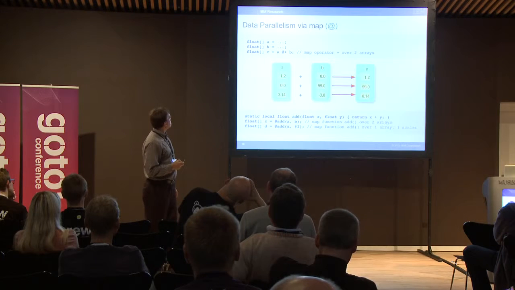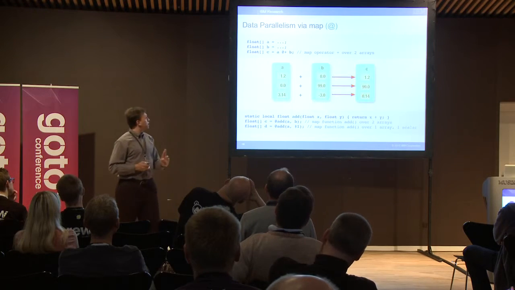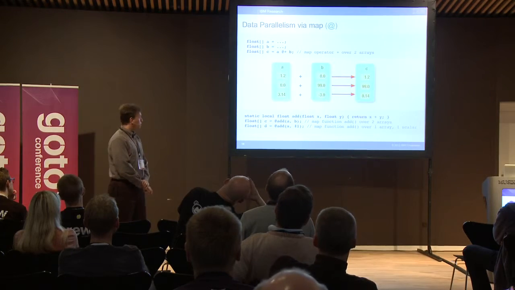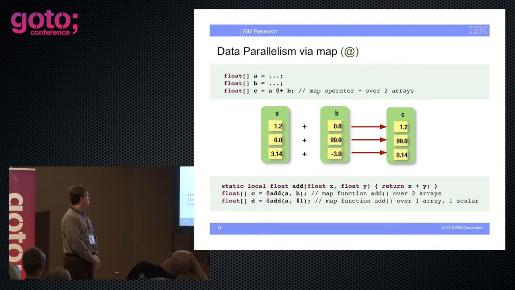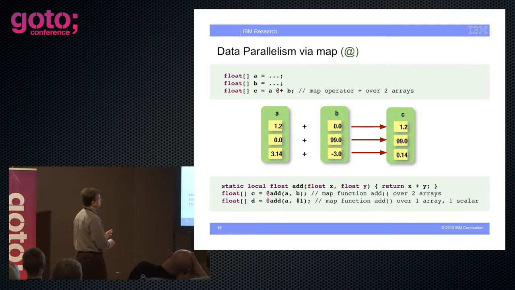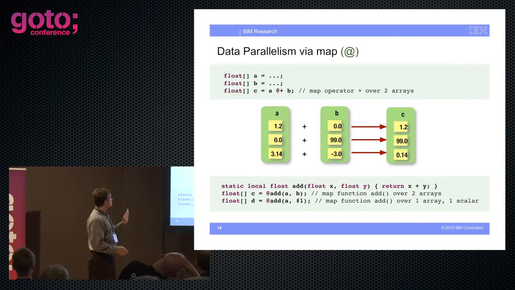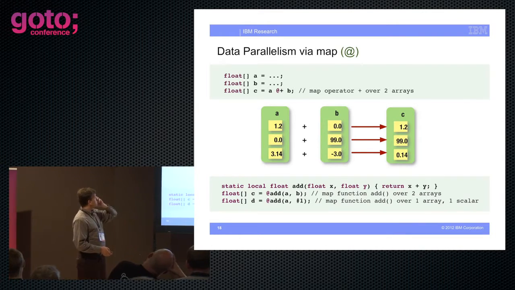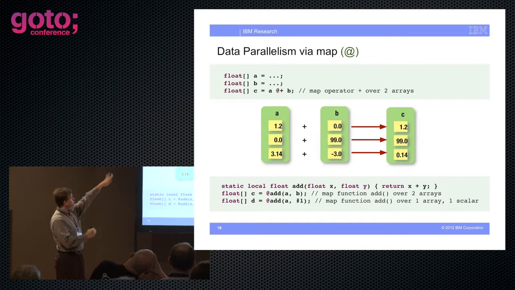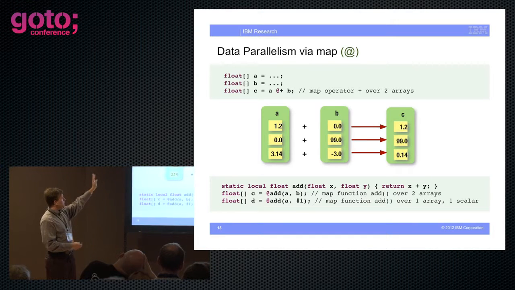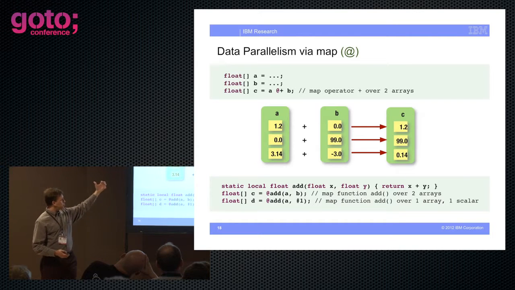So I mentioned the map operator. This is a way of describing data parallel operations. The syntax is really pretty simple, but it allows us to express a bunch of patterns of data parallel operations. So we can map an operator. When we say that C equals A @+ B, this is mapping the plus operator over each of the arrays A and B. And this does what you expect, as illustrated here: we'll do an element-wise addition of the arrays A and B, producing an array C.